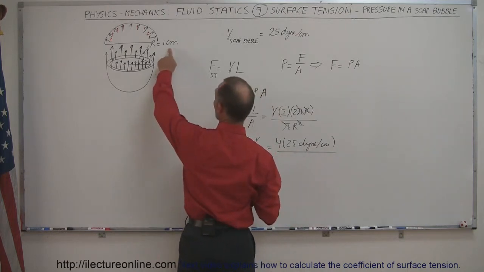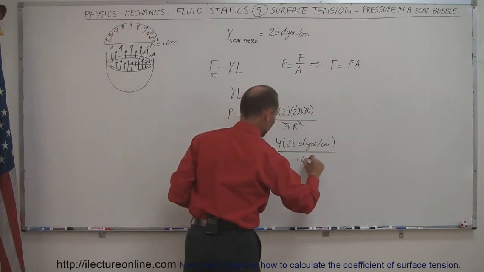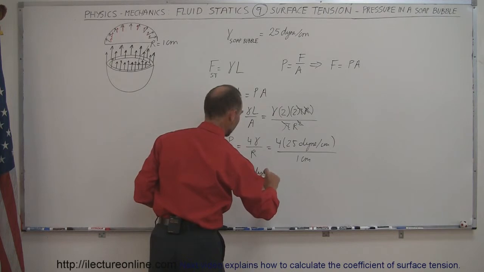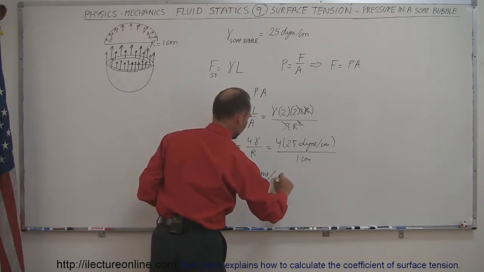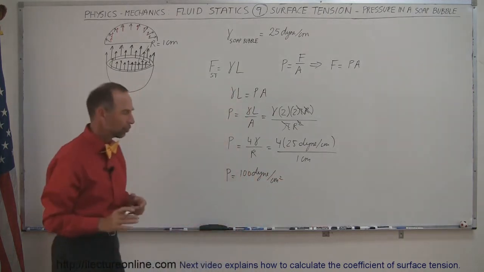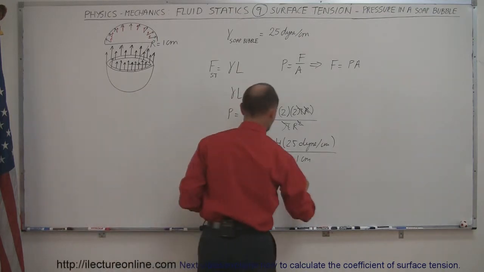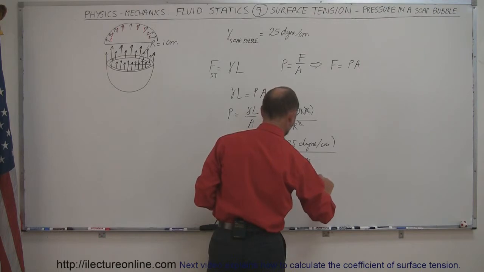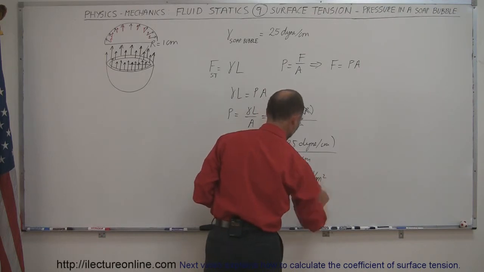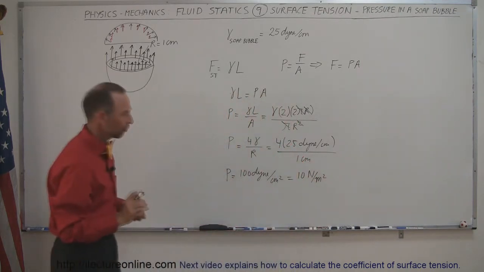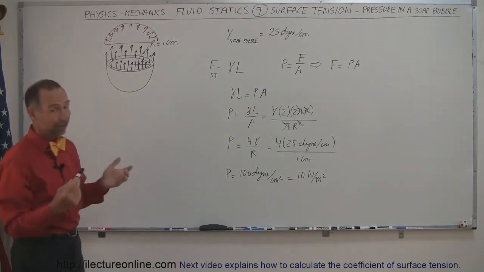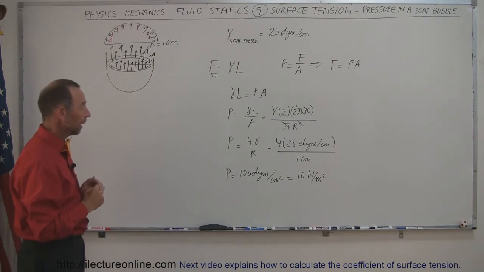In this case, we took a radius of 1 centimeter, and that would therefore be the pressure is equal to 100 dyne per centimeter squared. If we then convert that to newtons per meter squared, we simply have to divide that number by 10, and we get 10 newtons per meter squared, which is, of course, a very, very small fraction of the atmospheric pressure. However, it's measurable, it's there.